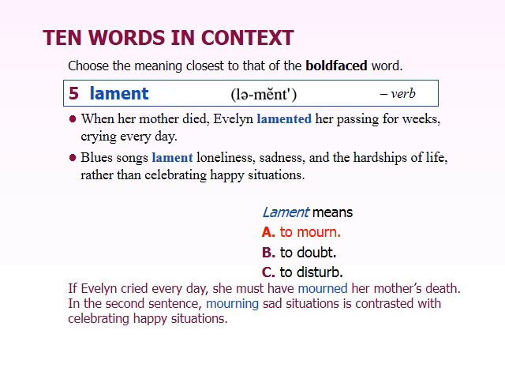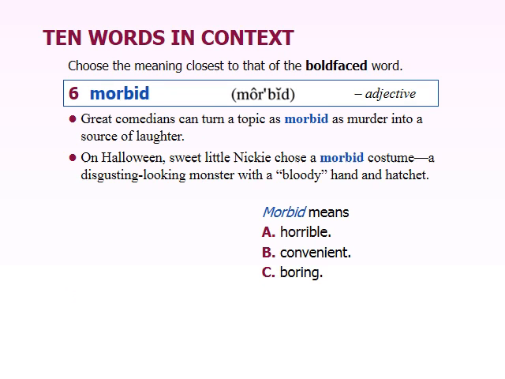So lament is when you're feeling sad about something that has happened to you in the past, or something that didn't happen to you in the past, but it means that you're feeling bad about the loss. So the next one's morbid.